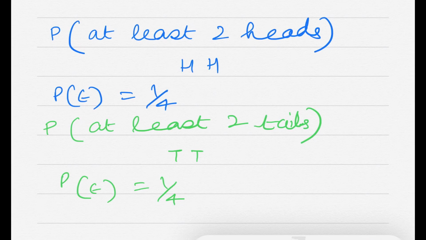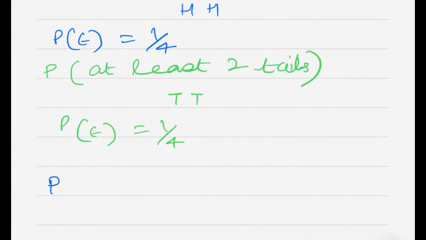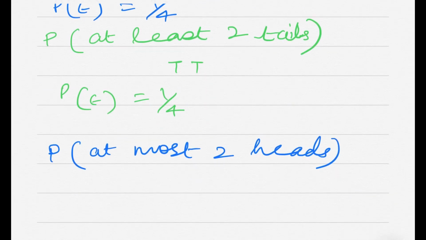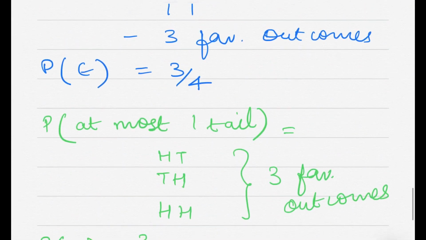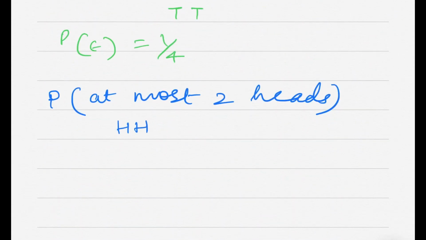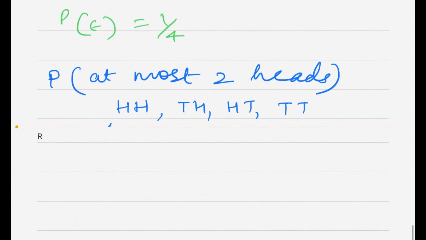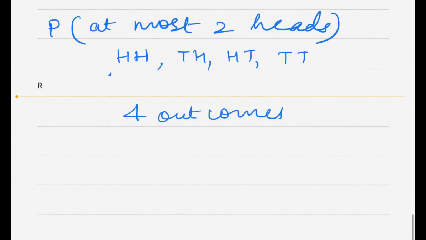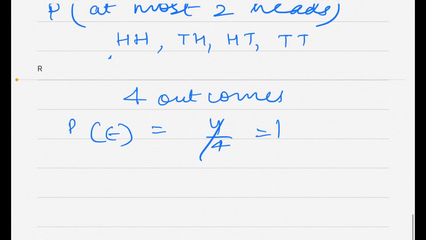Okay, let's consider another one, something different. The probability of getting at most two heads. At most two heads means I can have a maximum of two heads. As we had already discussed, at most means it can have zero also, right? So at most two heads means the maximum is two. So it can have tail tail, tail head or head tail. So we have four outcomes in this case, right? So my probability of this event is equal to 4 by 4, so it will be equal to 1.